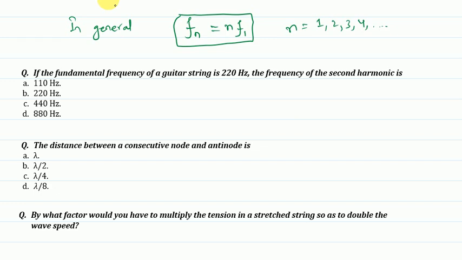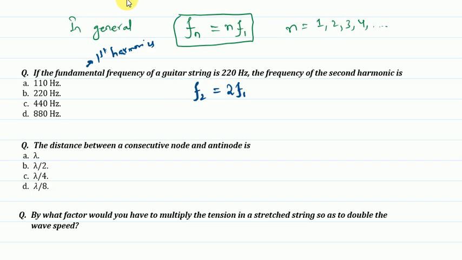Okay, beta, they are saying, if the fundamental frequency, meaning the first harmonic, of a guitar string is 220 hertz, the frequency of the second harmonic is? So that is not a problem for us. We know that f2 is equal to 2f1.